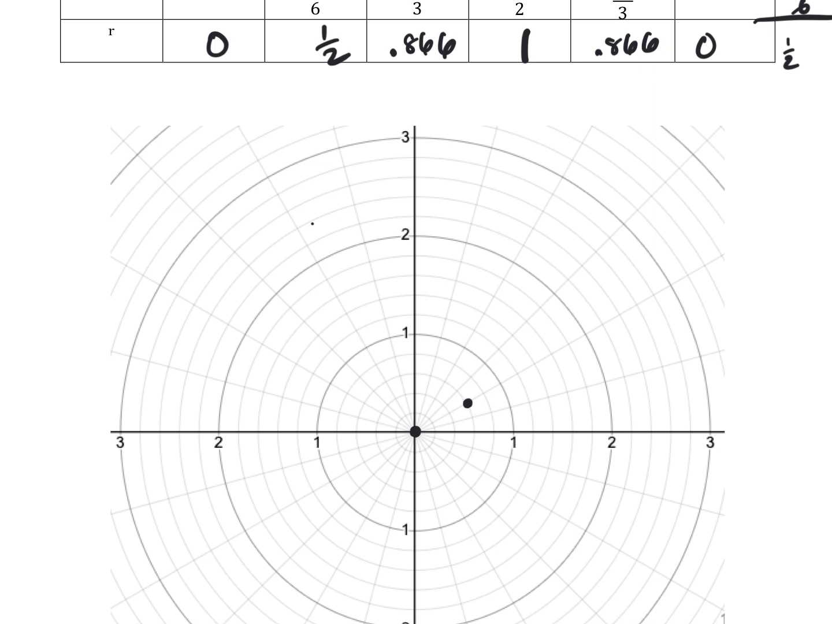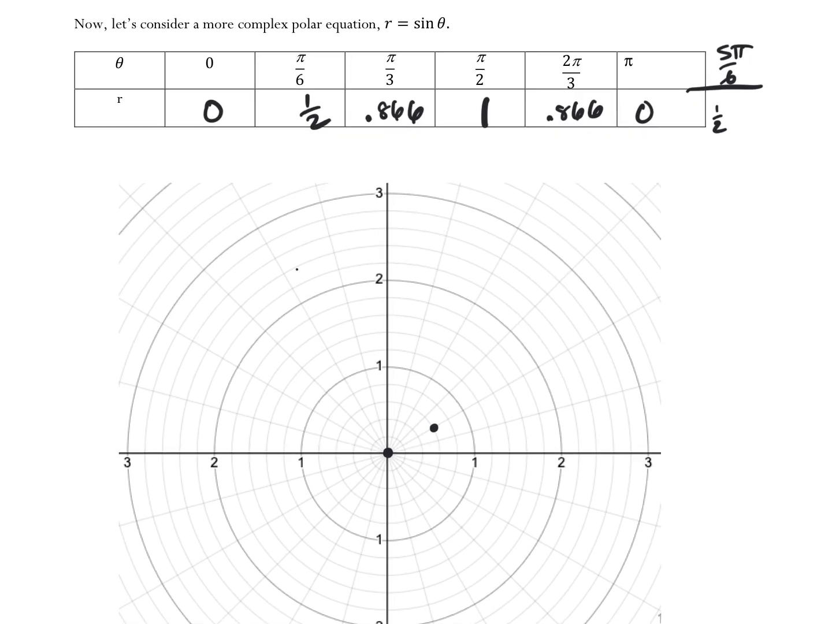I know the grid doesn't show up as well for you guys as it does for me. Pi over 3, 0.866 would be roughly here. And if I continued to increase my angle, what's going to happen in this case? It's just going to keep going around over the same points, okay? And we get basically a circle.